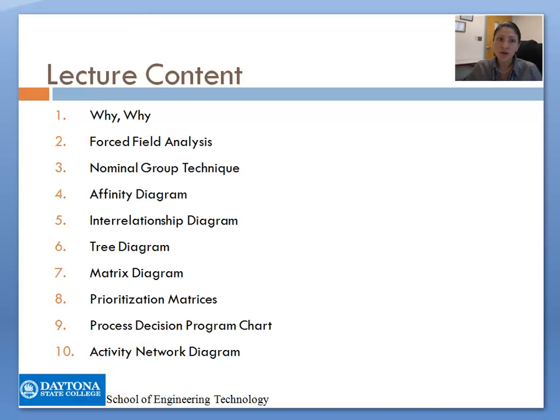Some of these tools are the why-why analysis, the force field analysis, the nominal group technique, affinity diagram, interrelationship diagram, the tree diagram, matrix diagram, prioritization matrices, process decision program chart, and the activity network diagram.